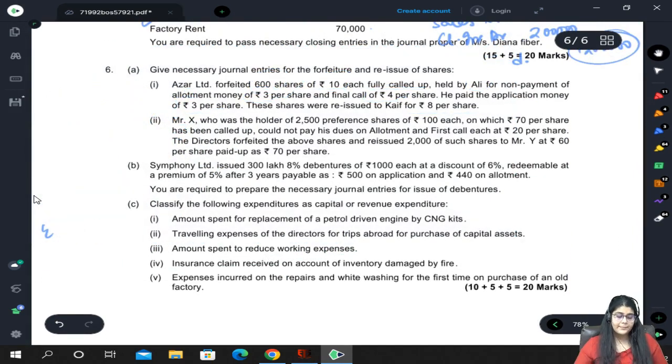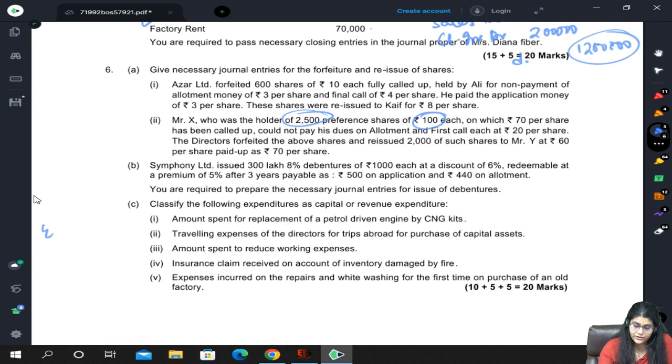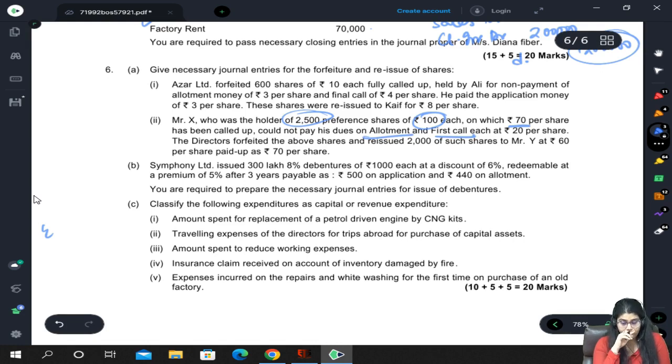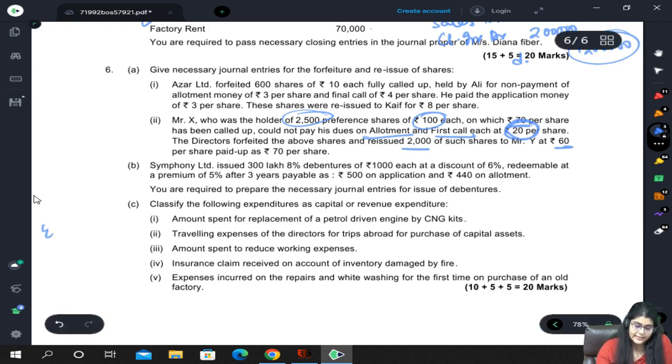Next part. Mr. X, holder of 2500 preference shares of 100 each, on which 70 per share called up, could not pay his dues on allotment and first call. So these two calls we will have to cancel, each at 20. Directors forfeited the above shares and reissued 2000 of such shares to Mr. Y at rupees 60 per share paid up as rupees 70 per share. Okay.